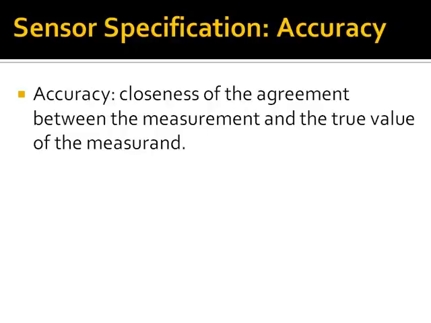Another sensor property that we're interested in that you might see quoted on a sensor spec sheet is accuracy. Accuracy refers to the closeness of the agreement between the measurement and the true value of the measurement. The measurement is the thing that you are measuring. In other words, given what the sensor tells you is the value of the property you're measuring, how closely does that agree to the actual value of the quantity that you are measuring?